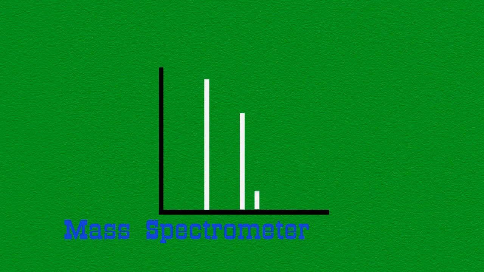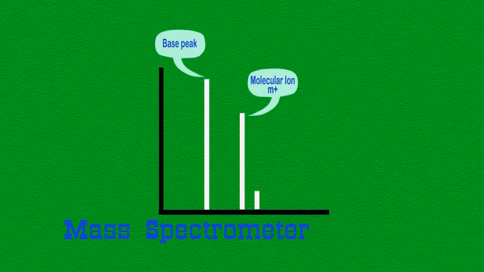Let us look at the anatomy of the mass spectrometer results. The highest peak is called the base peak. The molecular ion peak, called the parent peak, is indicated by M+. The M+1 peak is called the isotope peak.